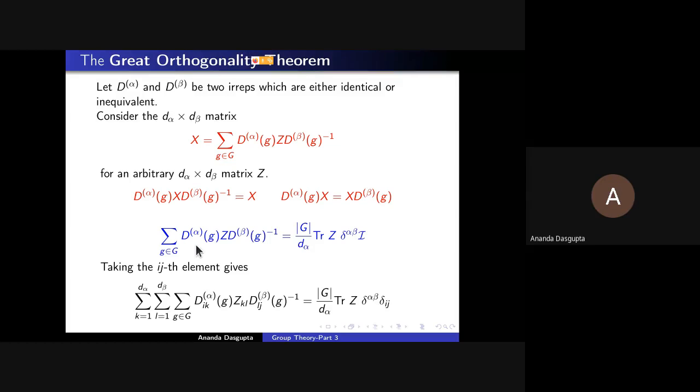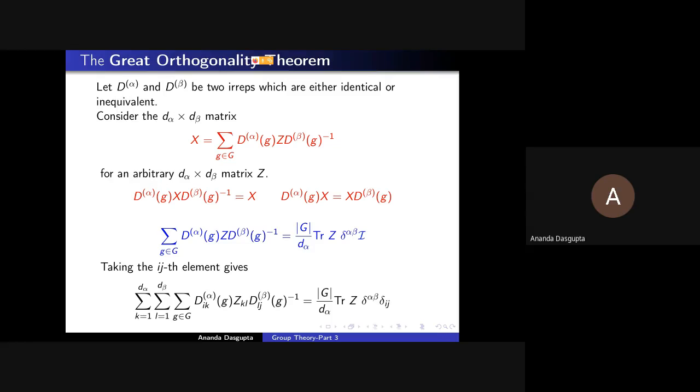Get d_iK alpha G, z_kl, d beta, l_j G inverse, right? That's how you sum up. Now, let's make a very specific choice of z_kl. z_kl is completely arbitrary, right? But I can choose z_kl in a very special way, which will make this look very simple, or rather, a lot simpler than it looks right now.